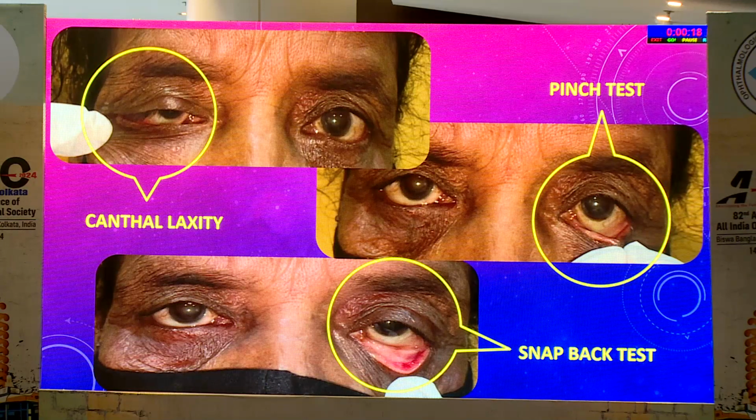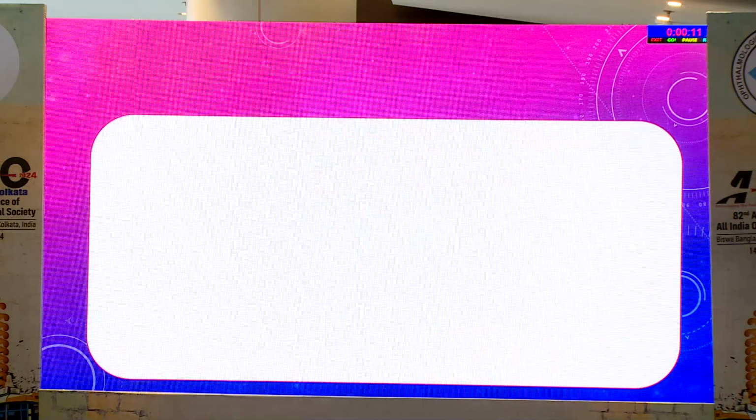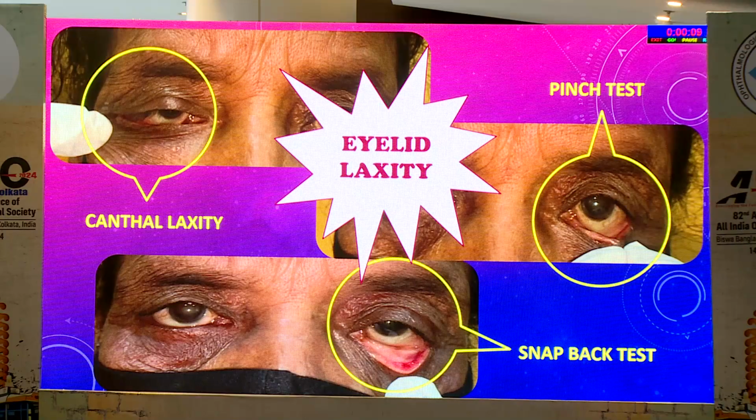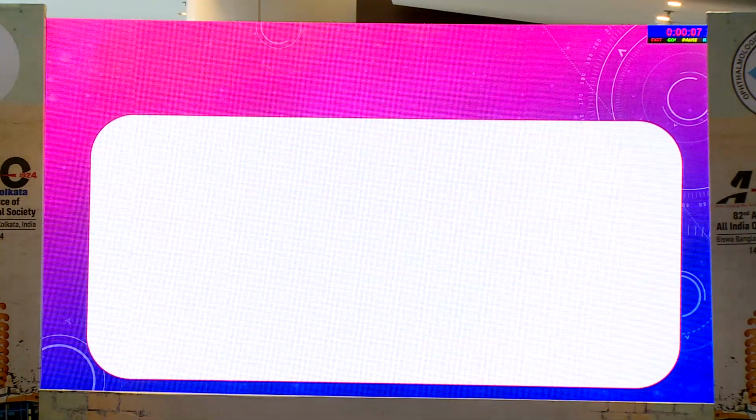Lastly, eyelid laxity that can be evaluated with canthal laxity. You need to perform the pinch test and the snapback test, and that is the last but not the least in the evaluation of the aesthetic patient.